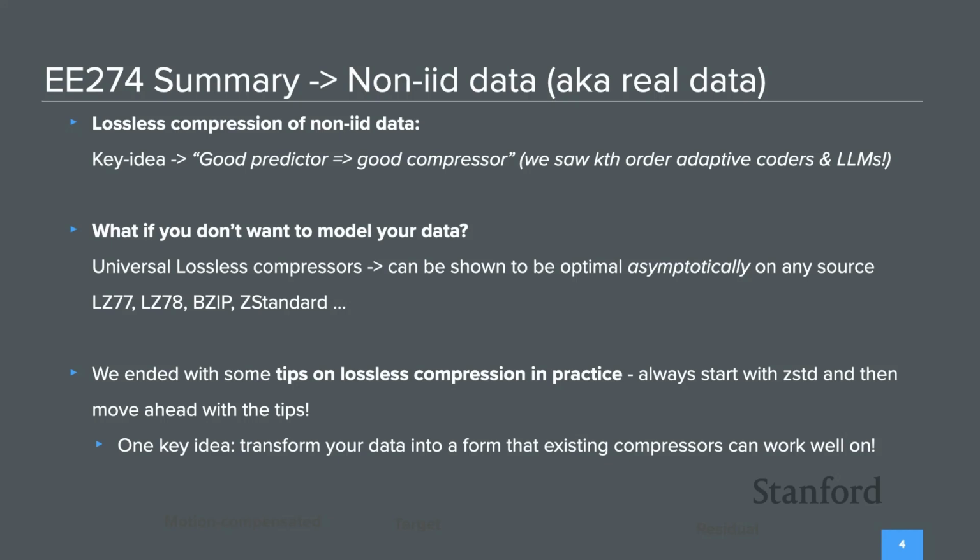we also had some fun. This was very new this year, with the Llama models and so on, looking at how LLMs, very powerful predictors, can be used as very good compressors, right? And then we saw universal compressors, where you don't even try to model your data explicitly, or it's very implicit. Basically, you have a compressor that achieves the entropy rate for any stationary source, right? We focused mostly on LZ77, but we have projects on both LZ77 and LZ78. And the last thing we did in lossless compression was look at some tips on how to use lossless compression in practice, right?